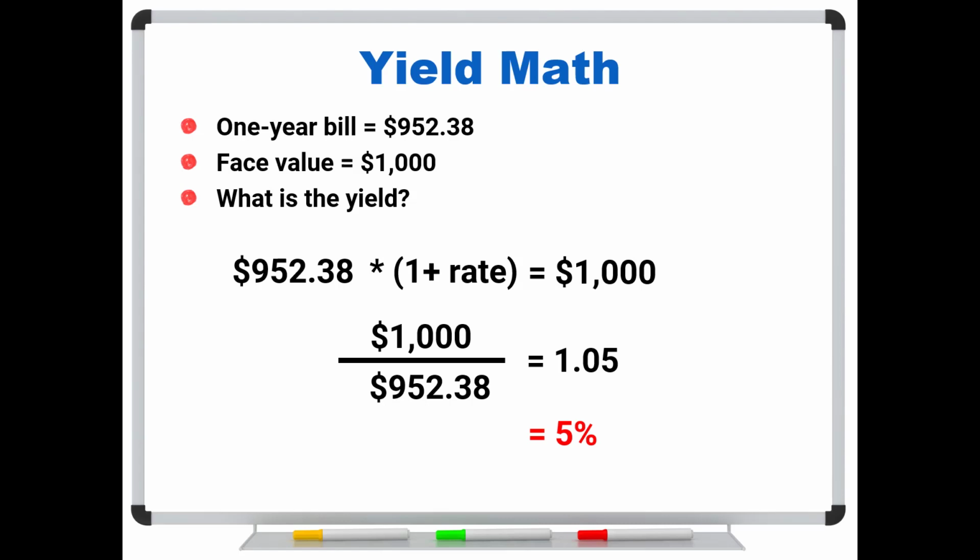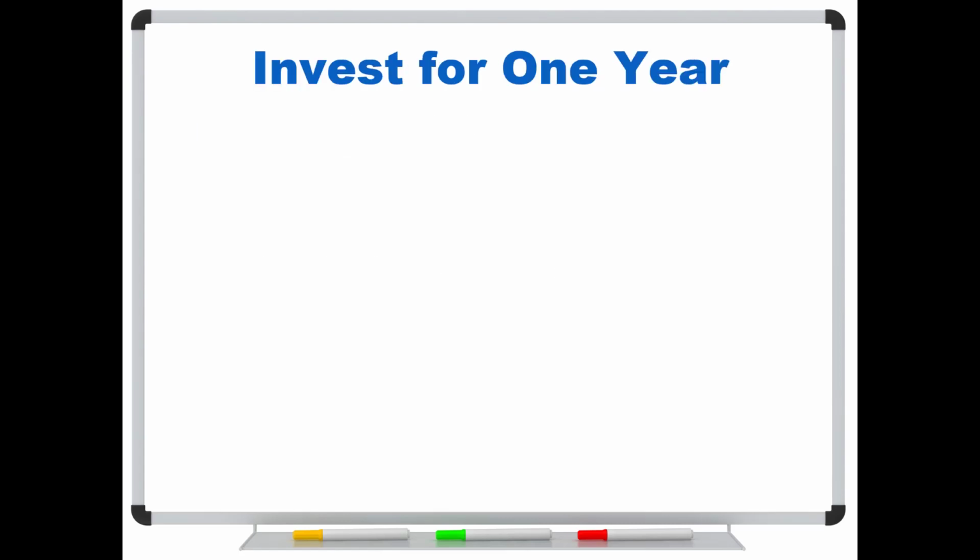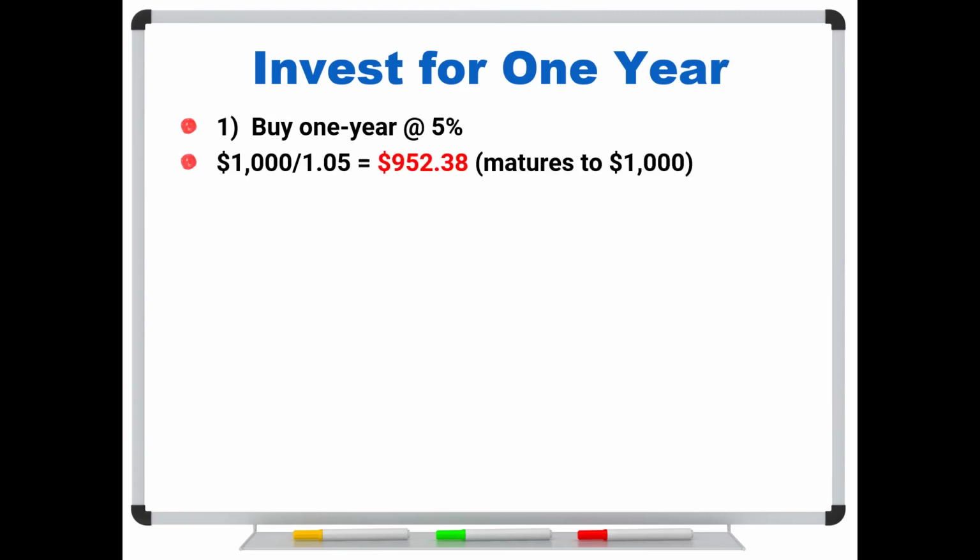So now with that in mind, let's say that we want to invest for 1 year. And as I showed before, we have the choice of buying a 1-year bill that is trading at 5%. So as I just showed, that bill would be trading for $952.38 in the market, and it matures to $1,000. So there's our 5%. So that's one choice that I have. What else could I do? Well, maybe I could buy a 2-year bond that's priced at 7%, but sell it in a year.